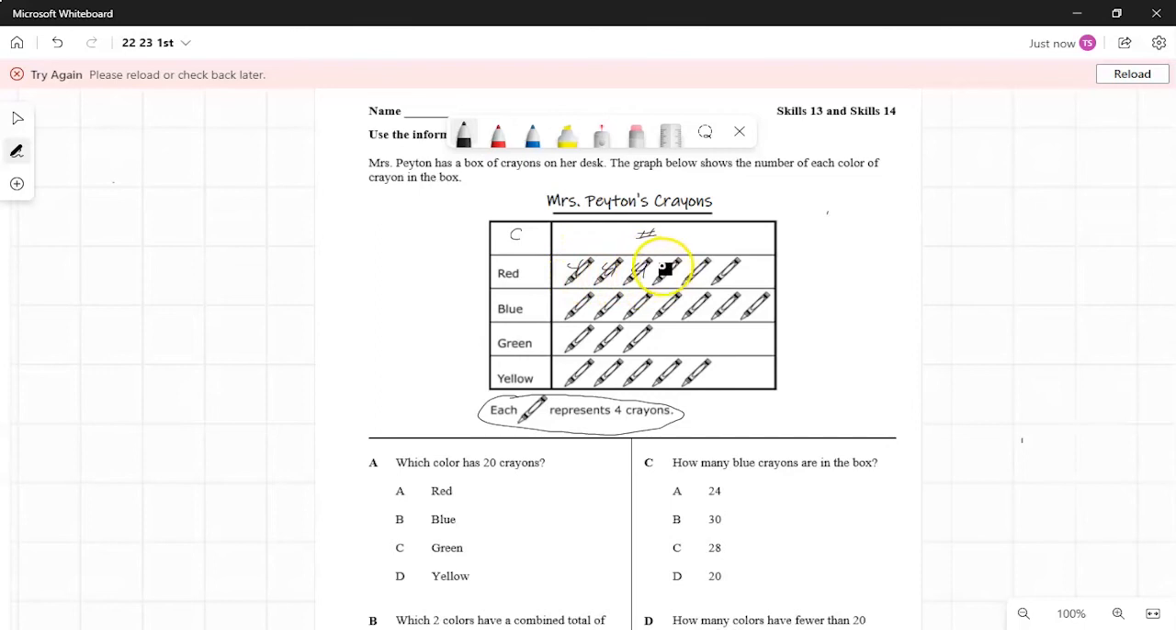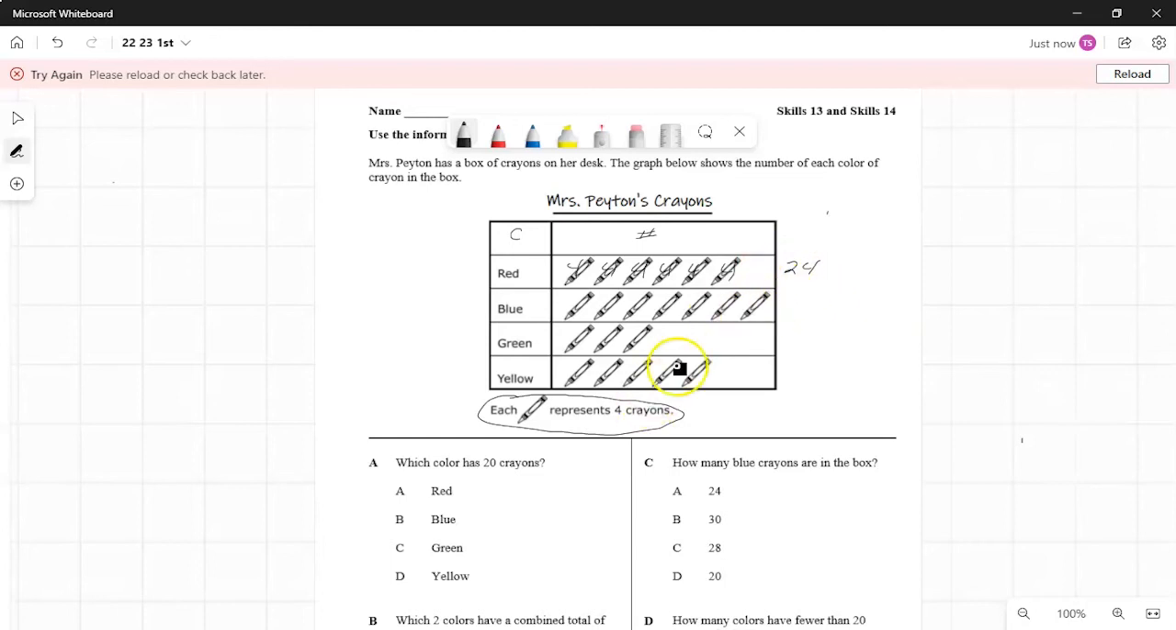Okay. And there's a quick way of doing it and a long way of doing it. Okay. We'll do it the long way first, and then we'll do it the short way. We can say that we just add 4. So 4 plus 4 is 8. 8 plus 4 is 12. 12 plus 4 is 16. 16 plus 4 is 20. And 20 plus 4 is 24. So we can say there's 24 red crayons. So I'm going to put 24 right there.